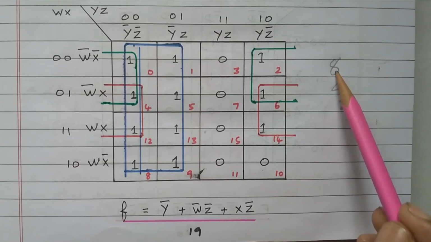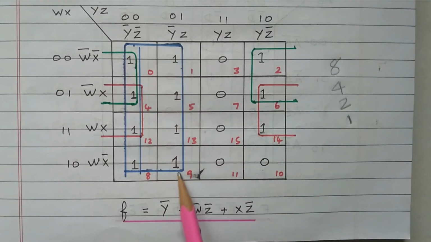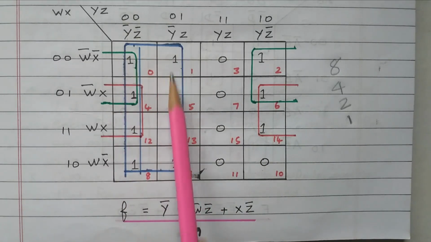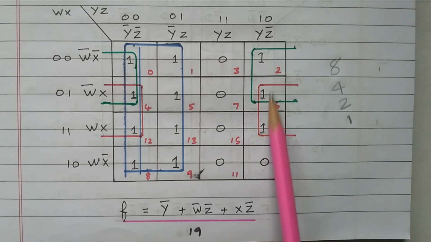First we will see 8 cell grouping. Is any 8 cell grouping available? These 8 cells of ones can be grouped together. So we have an 8 cell grouping available. After grouping this, these 3 ones are left alone. These 2 ones we need to consider. So these 3 ones are available.